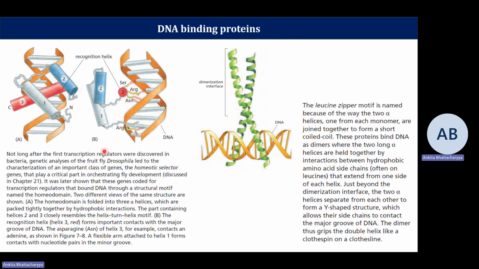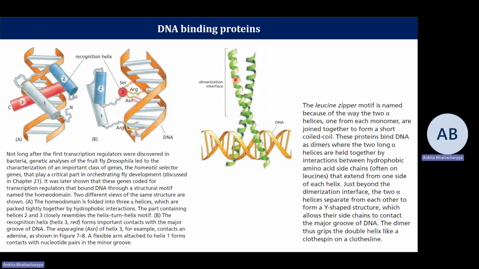They encode for transcriptional regulators, which are able to bind DNA through structural motifs called the homeodomain. Now, two different views of the same structure have been shown if you look carefully here, and the interaction is stabilized by the recognition motif binding to certain features of the DNA, majorly the presence of amino acids like serine, arginine, and asparagine on the recognition motif. Now, again, keep in mind that this cylindrical structure is again for simplification.